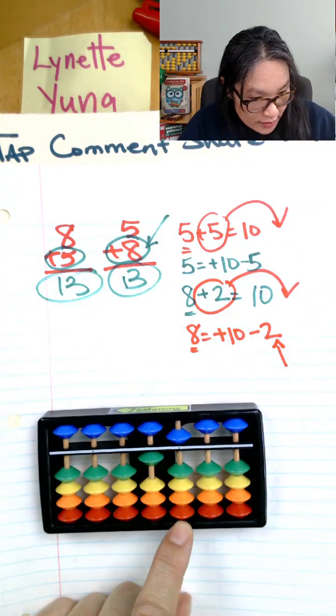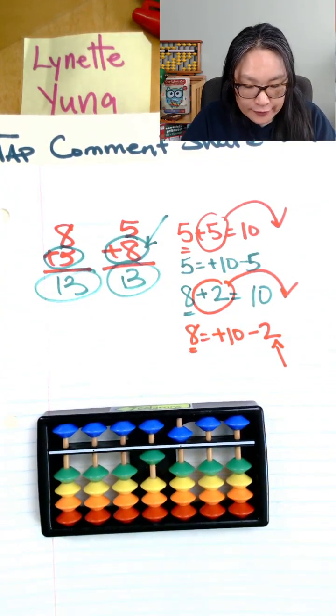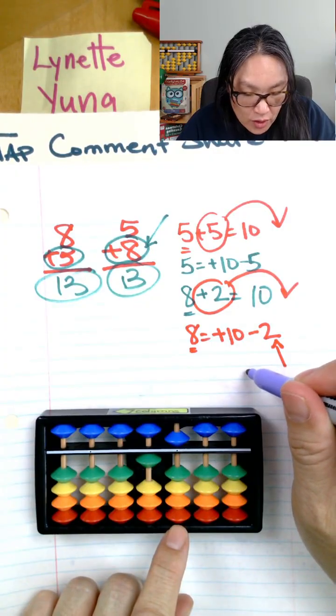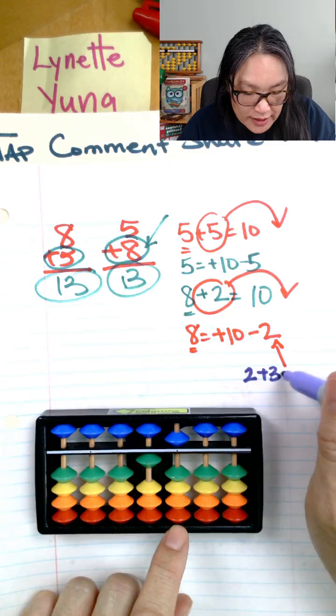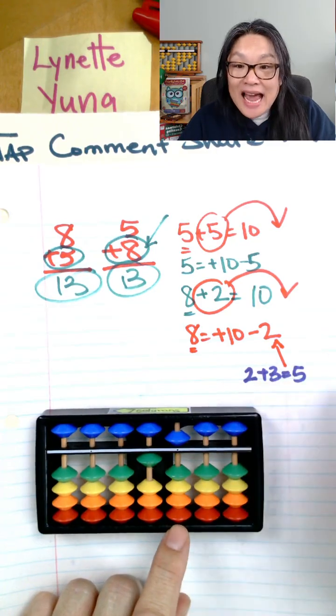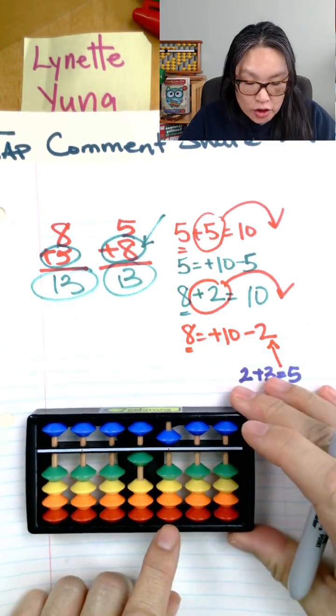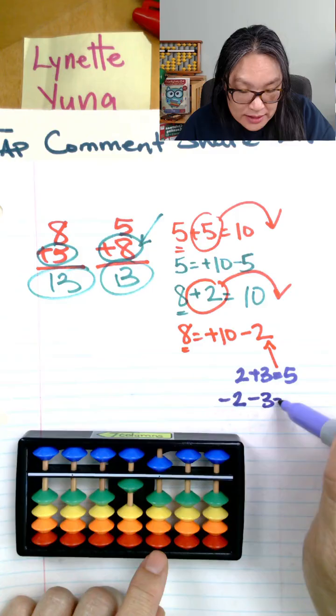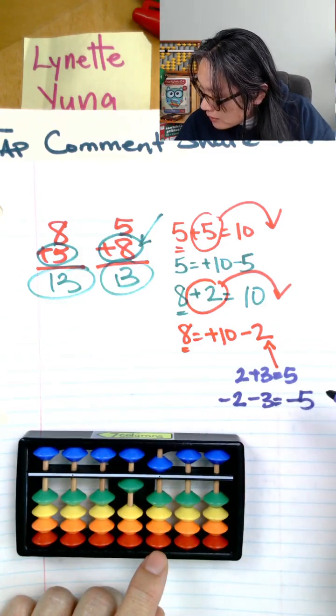I'm going to use a different color. How do we make a 5? To make a 5 with a 2, we know we have a 2 plus 3 is equal to 5. But this is adding. We want to subtract. So in order to do that, we do -2 minus 3 is equal to -5.